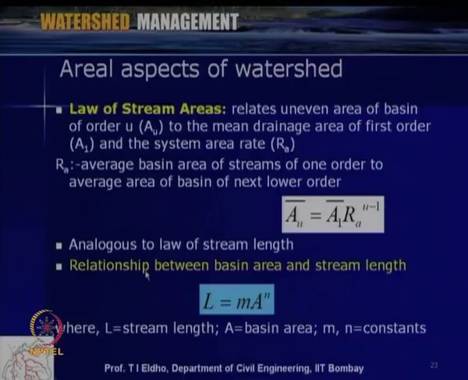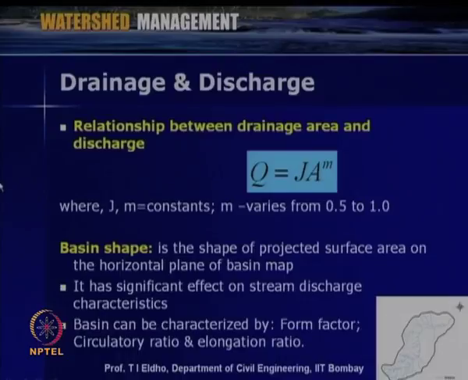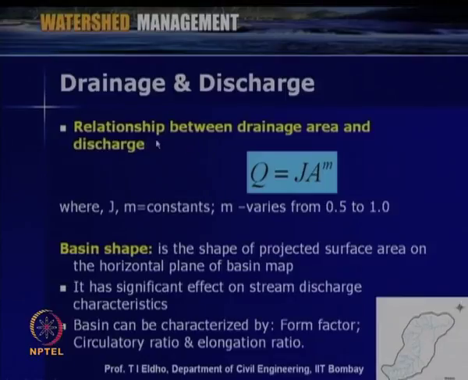And then we can have a relationship between the basin area and the stream length. L is equal to m into A to the power n, where L is the stream length, A is the basin area, and for the considered watershed m and n are constants. Then based upon this area and the drainage pattern, we can have some relationship as far as the drainage and discharge is concerned.